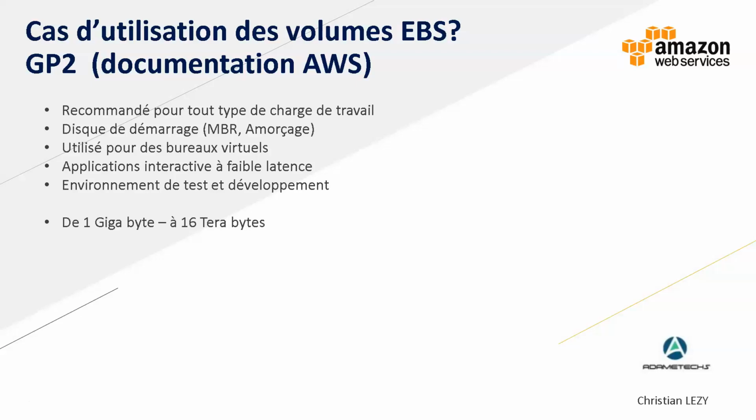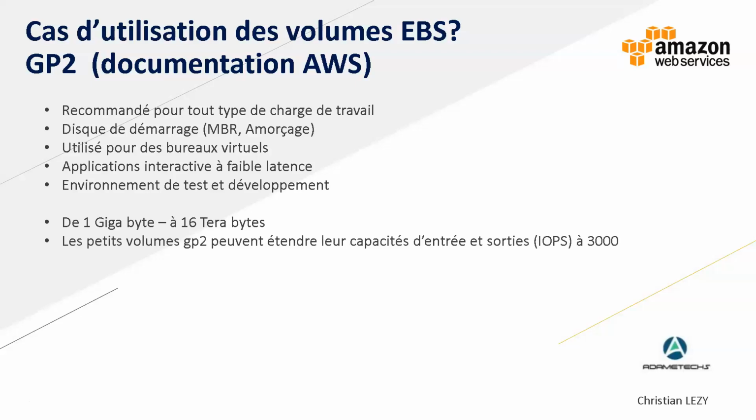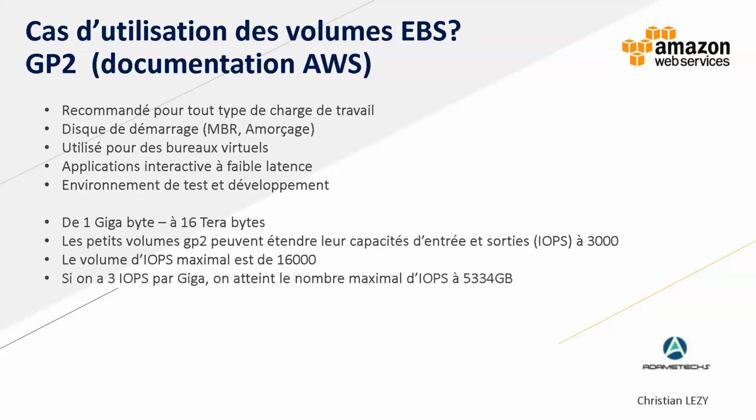The size of these hard drives can vary from 1 GB to 16 TB. GP2 volumes support burst mode and can extend their input and output IOPS capabilities to 3000 operations per second. The maximum volume of IOPS is 16,000 operations per second. This means that if we have 3 input and output operations granted per gigabyte of our volume, we reach the maximum number of input and output per second when our volume has a size of 5,334 gigabytes.